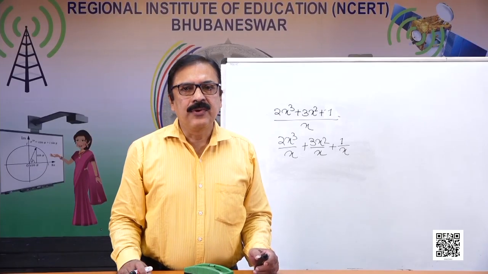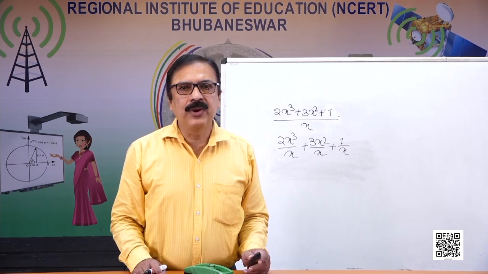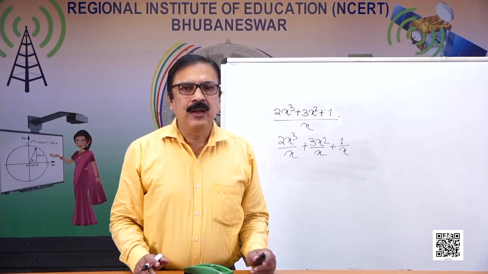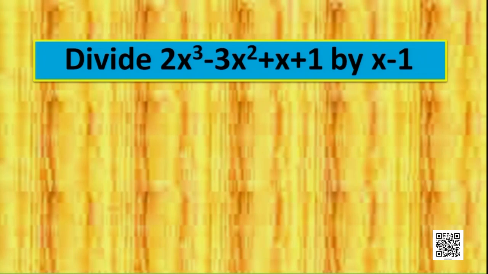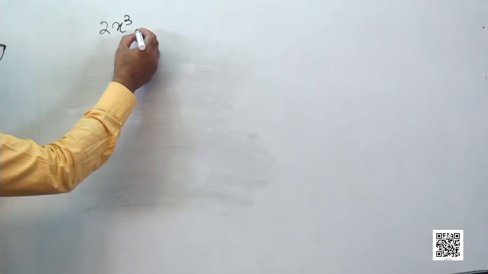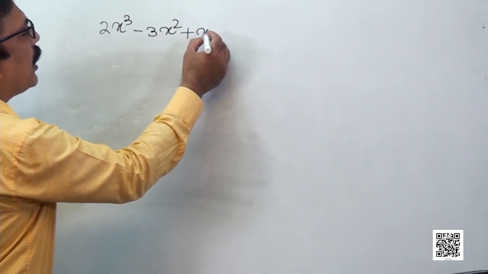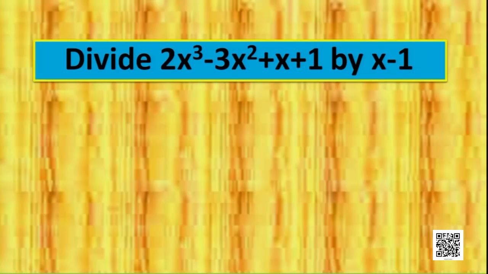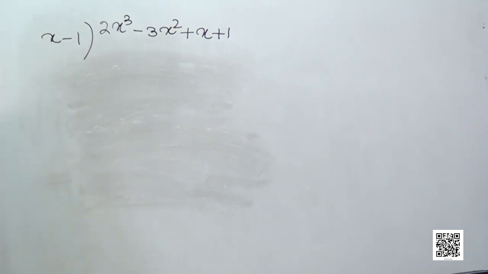Then we can divide a polynomial by another polynomial of lesser degree. Let's divide it. The question is 2x cube minus 3x square plus x plus 1, and this is to be divided by x minus 1. Let's understand the process of division in polynomials.